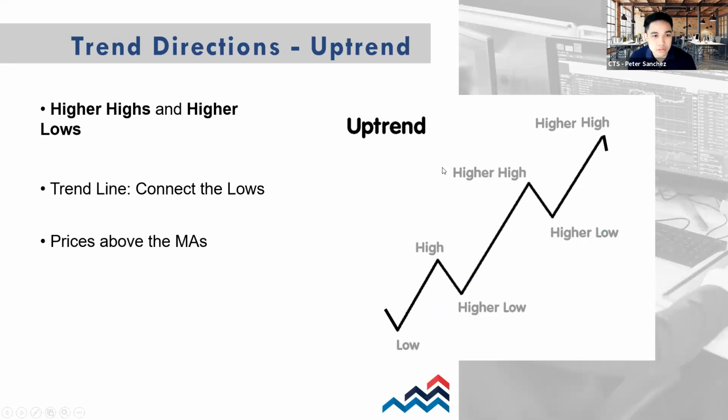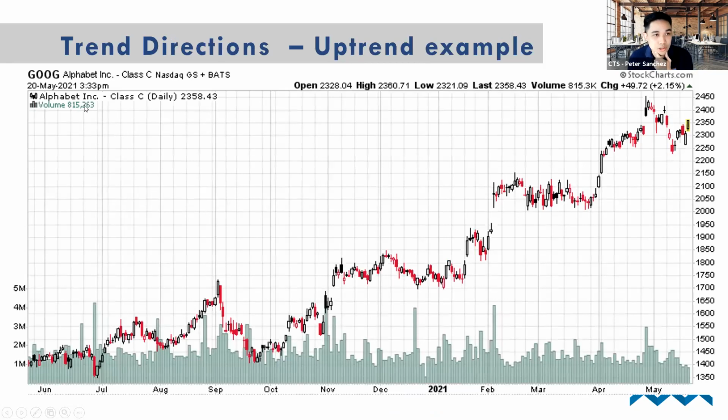For an actual example, I use Google, also known as Alphabet Inc. With Google, we have a low at the start of 2021, a high around late or mid-February 2021, another low in April, a higher low. So low, high, higher low, and a higher high in May. So again, we connect the lows. And we have an uptrend line. Okay.